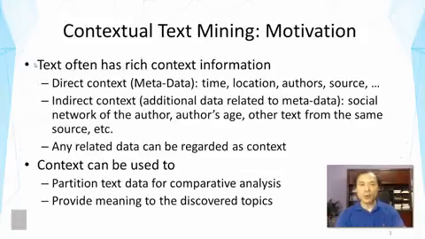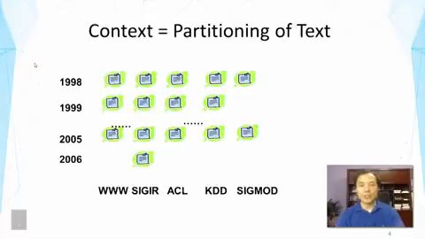And so what's the use? Why is text context useful? Well, context can be used to partition text data in many interesting ways. It can almost allow us to partition text data in arbitrary ways as we need. And this is very important because this allows us to do interesting comparative analysis. It also, in general, provides meaning to the discovered topics if we can associate the text with context. So here's an illustration of how context can be regarded as interesting ways of partitioning of text data.